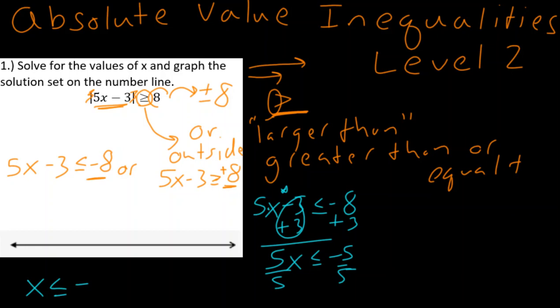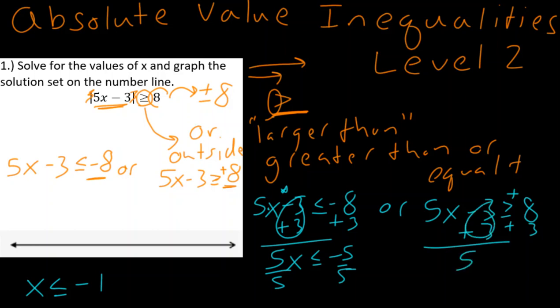x is less than or equal to negative 1. Okay, or we also have 5x minus 3 is greater than or equal to positive 8. Well, let's see, how do I get rid of my minus 3? I follow the same procedure. I add 3 to both sides. I have 5x is greater than or equal to 8 plus 3, which would be 11. And of course, I divide both sides by 5. And I say, you know what, x is greater than or equal to 11 over 5.